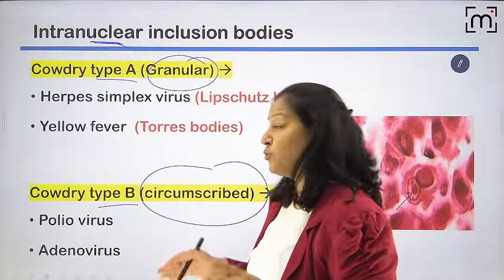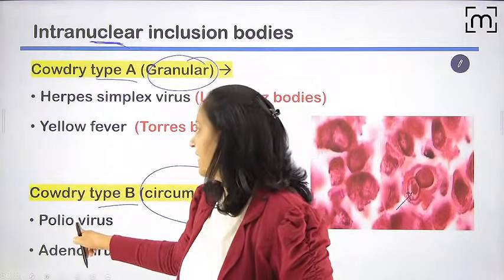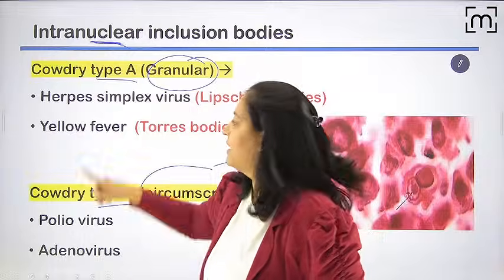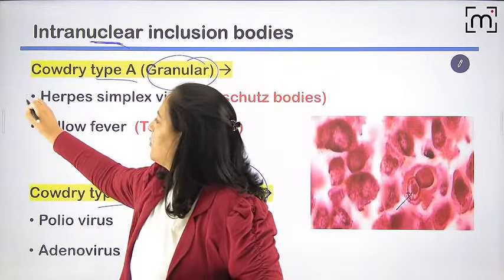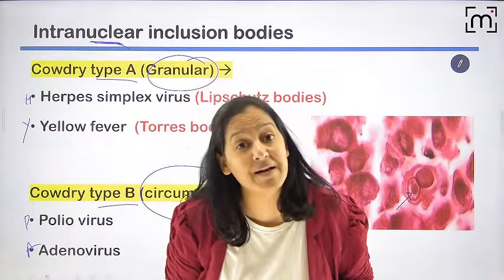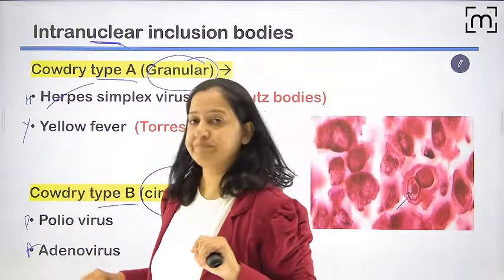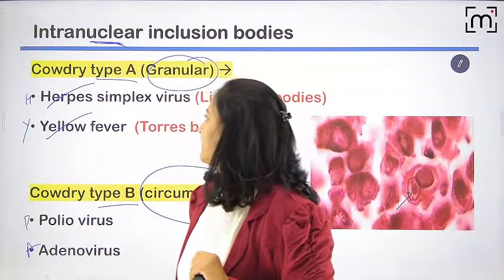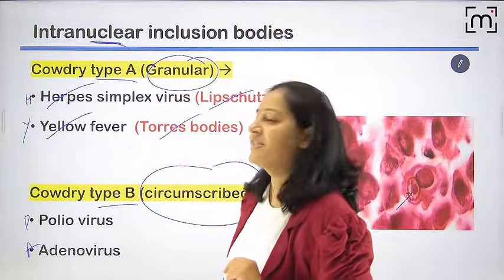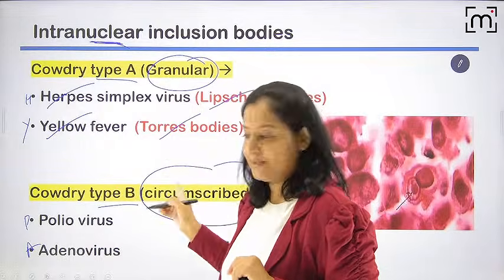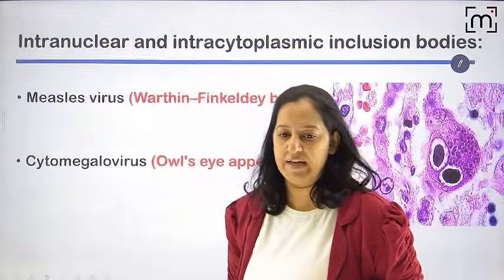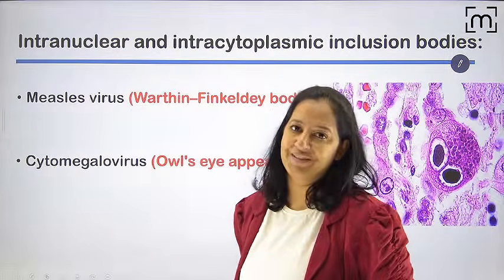Okay, learn. Total 4 are there: 2 plus 2. Here the mnemonic is HYPA. H is for herpes and Y for yellow fever. Herpes is known as Lipschütz body and yellow fever is known as Torres body. Okay, and PA is polio and adeno. Here we don't have a specific name. HYPA is the mnemonic.